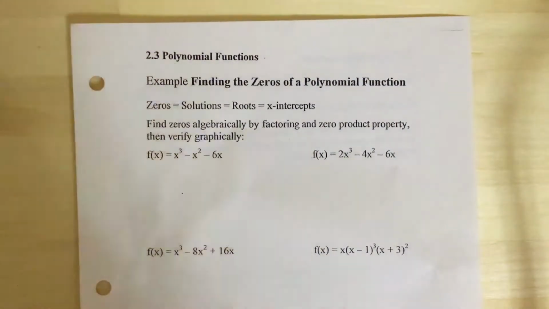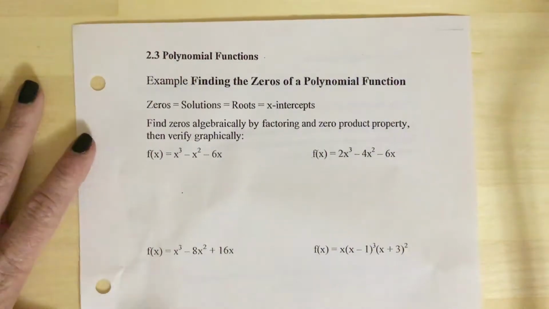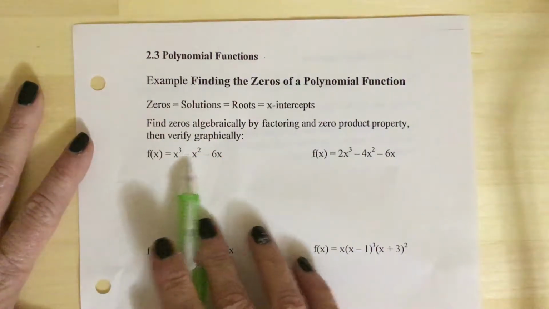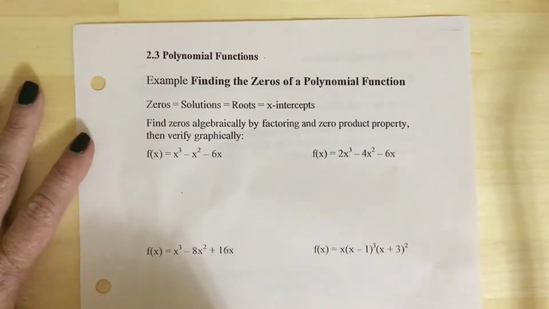This section is 2.3, polynomial functions, finding the zeros of a polynomial function. And I know that I get really excited about this section because it's one of those where we actually get to use a lot of things that we had seen in prior lessons come together and see how cool it is that we actually can be looking at a function and being able to graph it without a calculator.